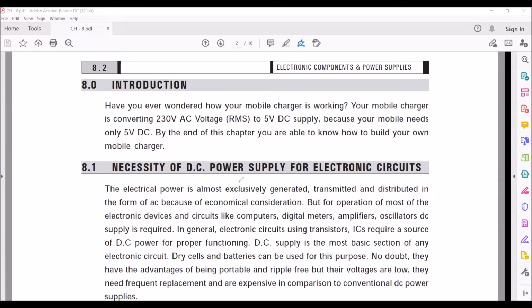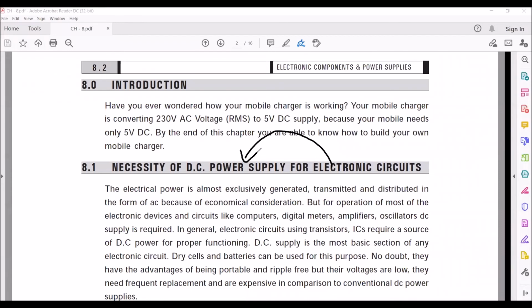Because of these two main disadvantages, the first one is we have to replace the battery again and again, and this replacement is also expensive. Every time we replace a battery, we consume some amount of money. Instead of that, if we design a DC power supply, then there is no need to replace a battery every time. That's why we suggest using a DC power supply for electronic circuits. So do not use a battery every time for the operation of the electronic circuit.